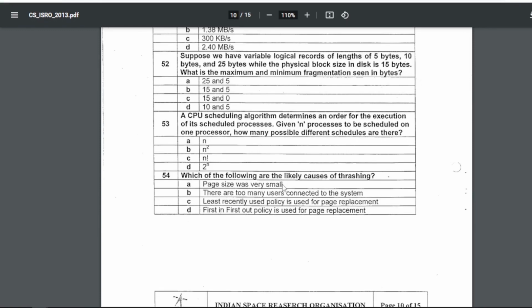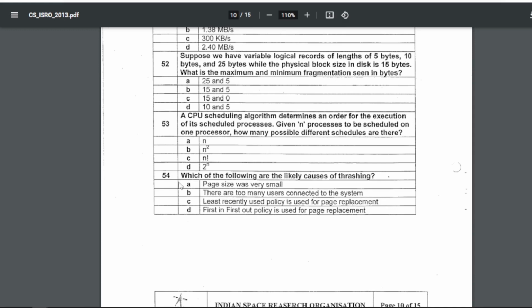Question number 53. A CPU scheduling algorithm determines an order for the execution of its scheduled processes. Given n processes to be scheduled on the processor, how many possible different schedules are there? So guys, if you solve this you will get the answer as n factorial, because for n processes to be scheduled on one processor there can be n factorial different schedules possible.